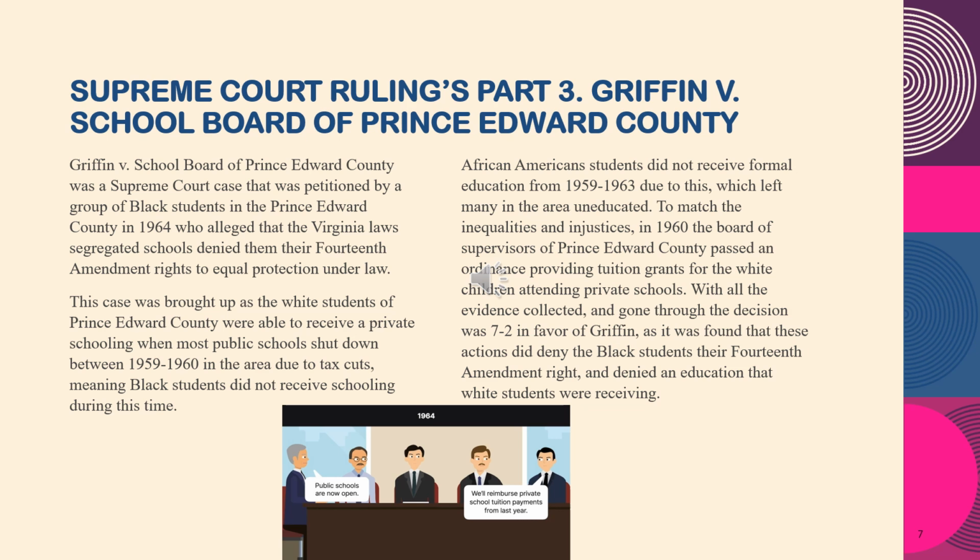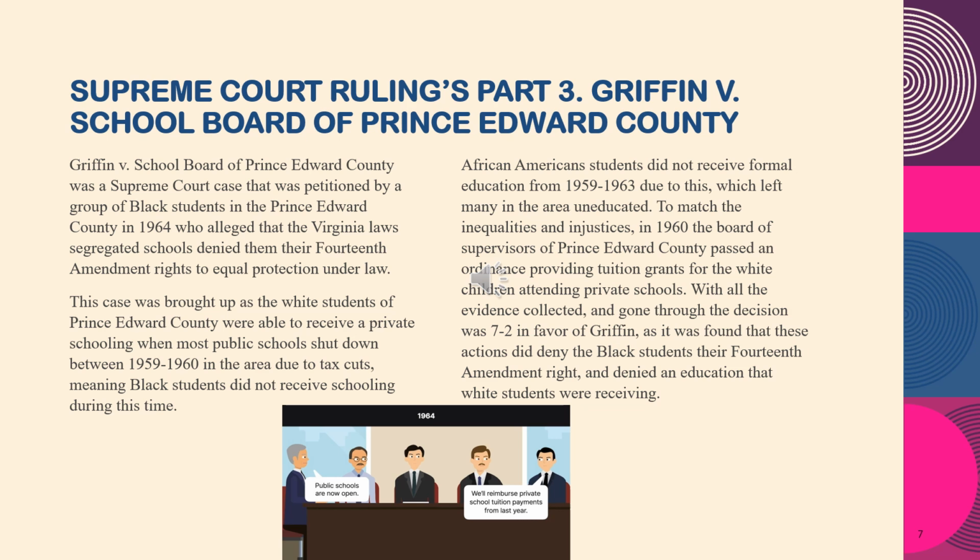This case was brought up as the white students of Prince Edward County were able to receive a private schooling when most public schools shut down between 1959 and 1960 in the area due to tax cuts, meaning that the Black students did not receive schooling during this time, since it was most of all public schools in Prince Edward County at the time. African American students did not receive formal education from 1959 to 1963 due to this, which left many in the area uneducated.